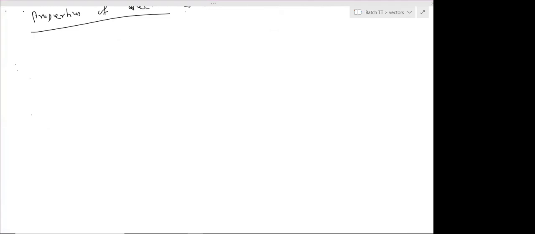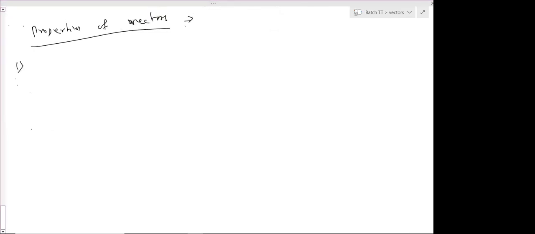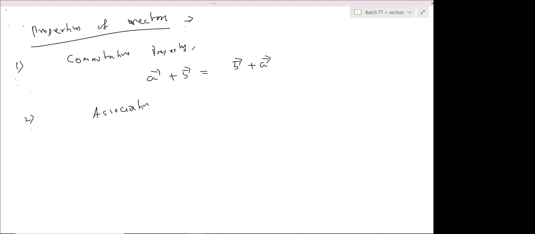All right, a few properties of vectors. Commutative property: A vector plus B vector will be equal to B vector plus A vector. This you know since childhood. Associative property: if you add A vector plus B vector, and then add C vector, this will be equal to A vector plus B vector plus C vector.